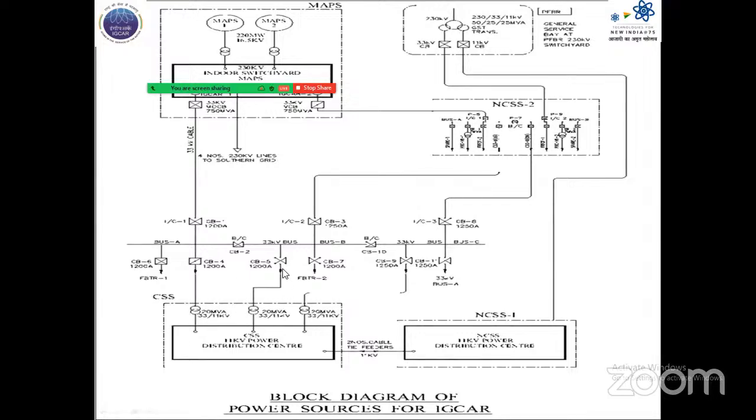But later on, based on the load growth in Kalpakkam of various DAE units, one more source was added into the system. That is one 50 MVA transformer of 230 kV by 33 kV by 11 kV, and one more 20 MVA transformer was added into the system. This is the development of the 33 kV CSS in IGCAR.